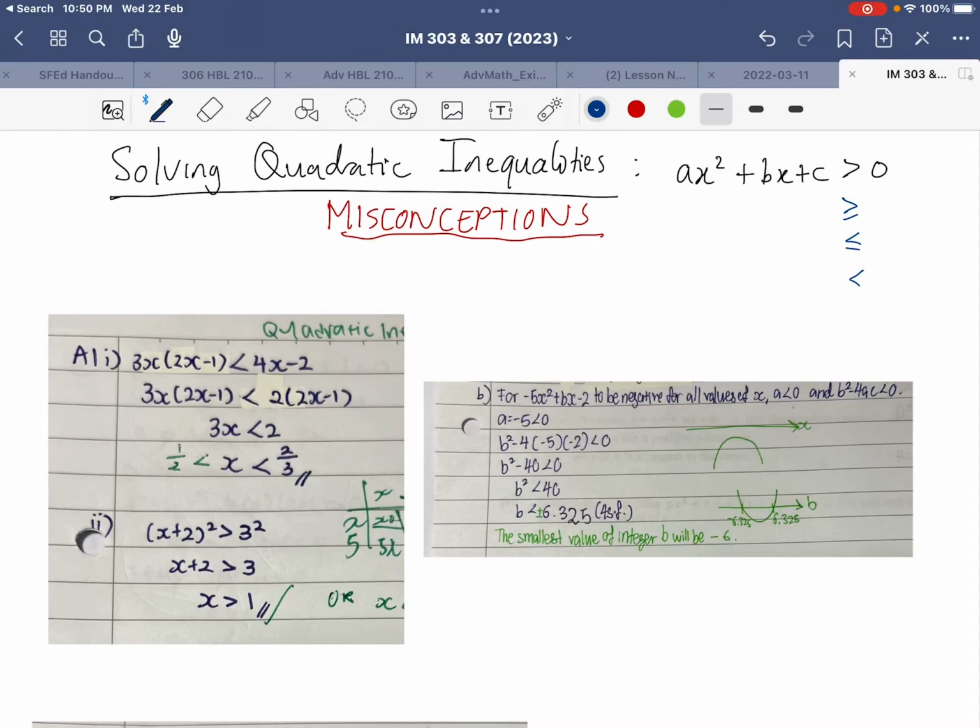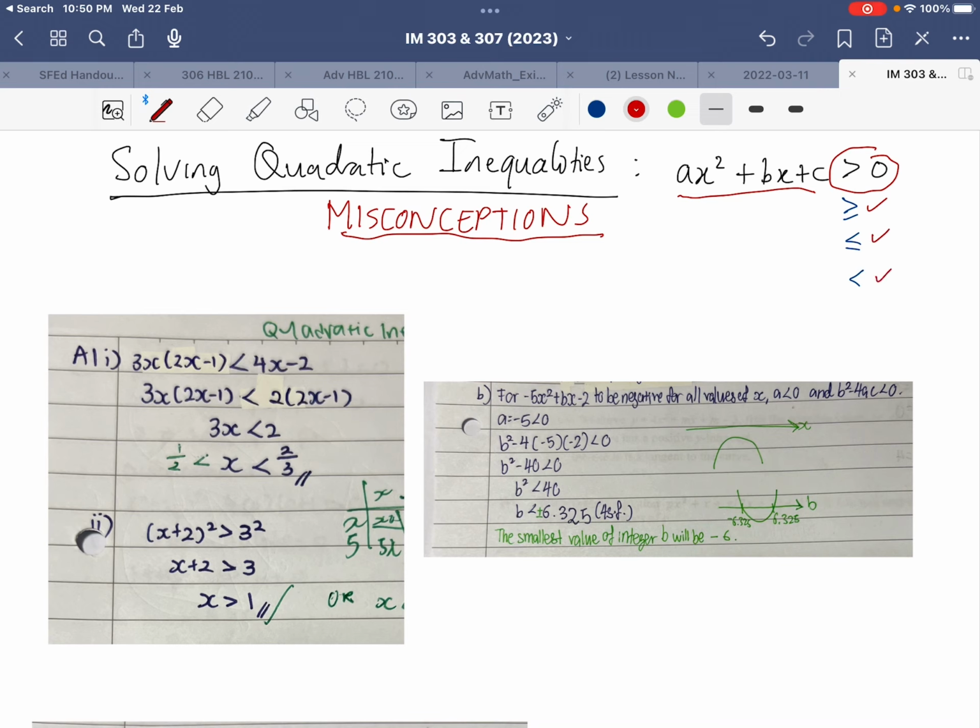In this video, I want to start by talking about some common misconceptions in solving quadratic inequalities. What are quadratic inequalities? A quadratic inequality is a form of quadratic expression, ax squared plus bx plus c. But now instead of equal, we actually have a comparison: greater than, less than, greater than or equal to, or less than or equal to.